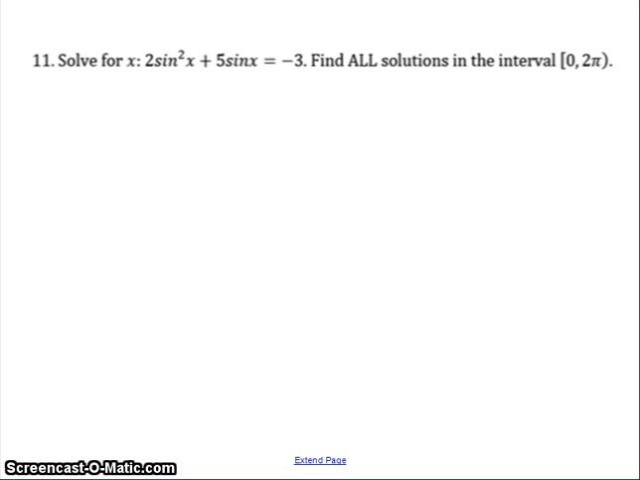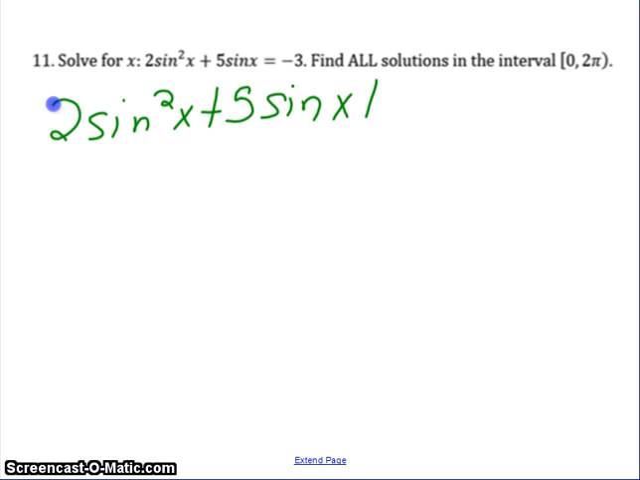Okay, so we're given an interval. We're not going to have infinitely many to find. This can be solved by factoring. So first of all, I want to set the equation equal to 0 so I can use the zero product property. I'm going to add 3 so I can solve. Equals 0.